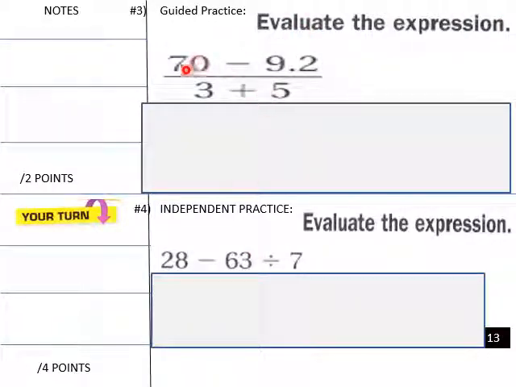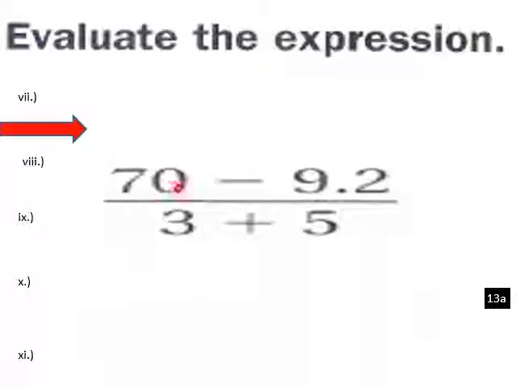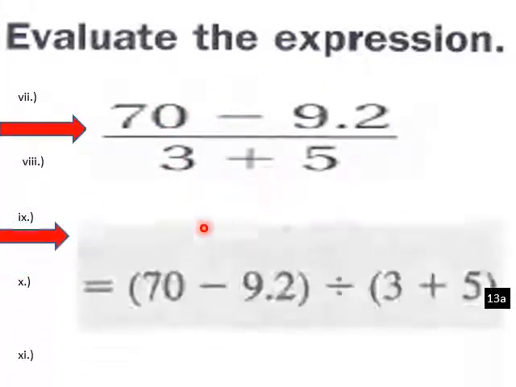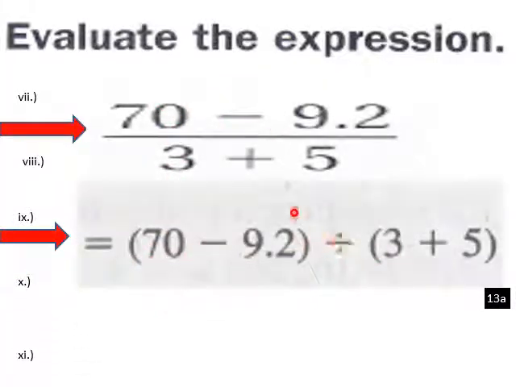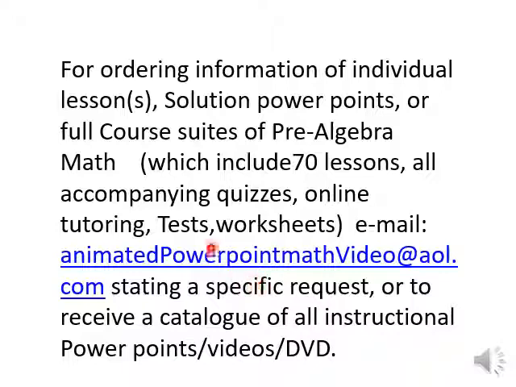So let's try one of these. We've got a fraction bar here. Students, down here you have this one. We'll do this one up here in our lesson. 70 minus 9.2 over 3 plus 5. To do that one, we just evaluate our numerator and then evaluate our denominator, and then we do our final operation. 60.8 divided by 8, which would be 7.6. So that would be how you would do that one.